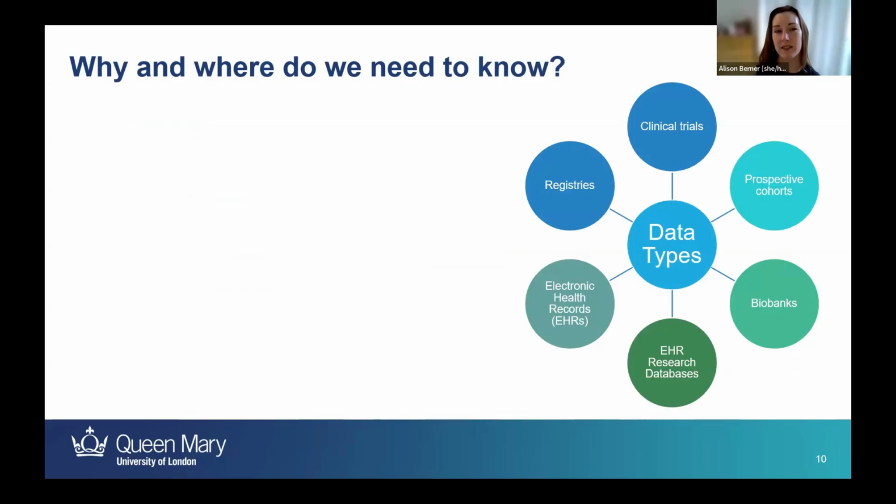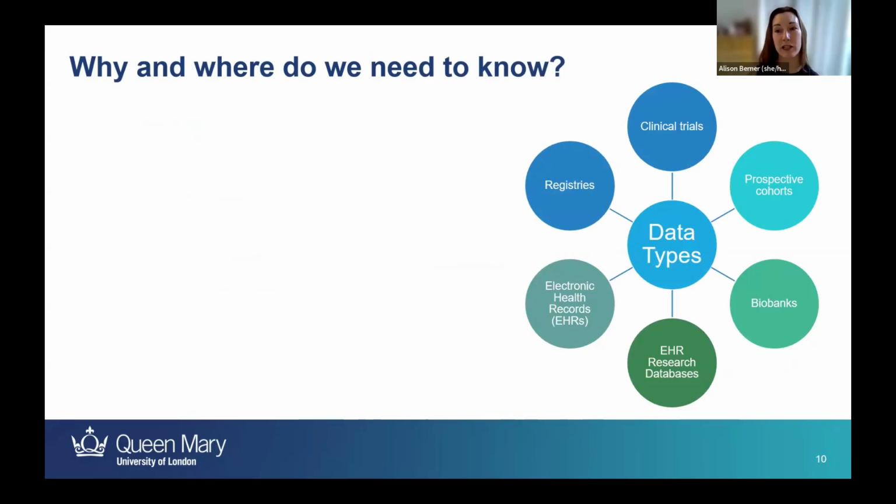So why do we need to know these things, and where in the cancer research areas do we need to know them? We've spoken a little bit about data collection, but actually where we're collecting this data may affect what we actually need to know. I've shown here the different data types that we might be dealing with.